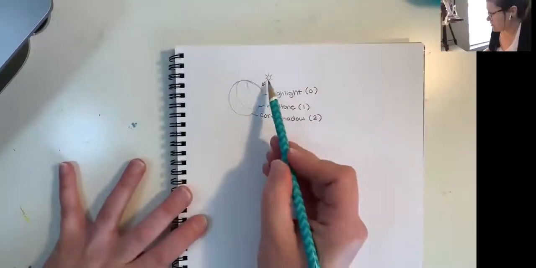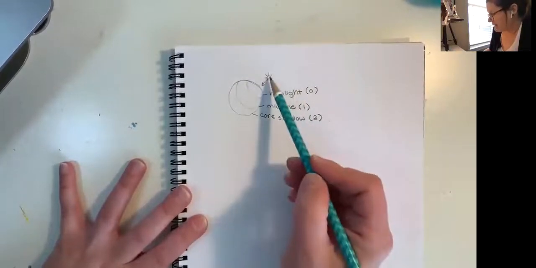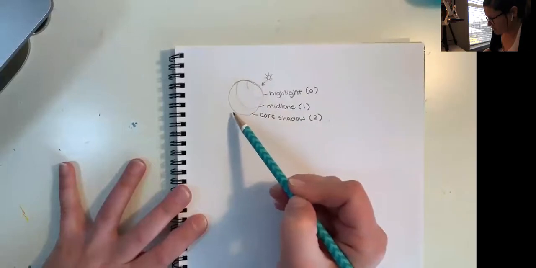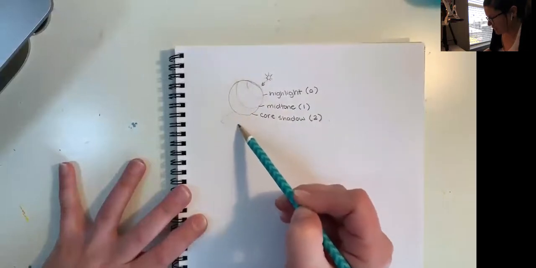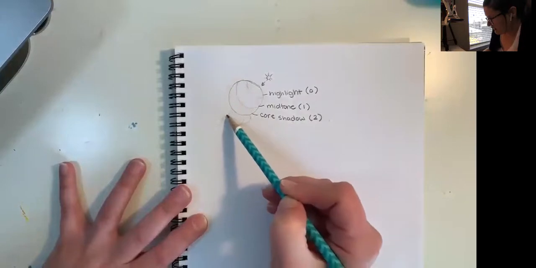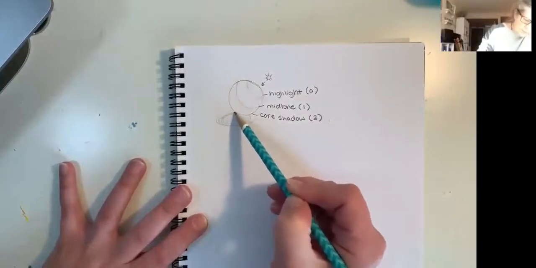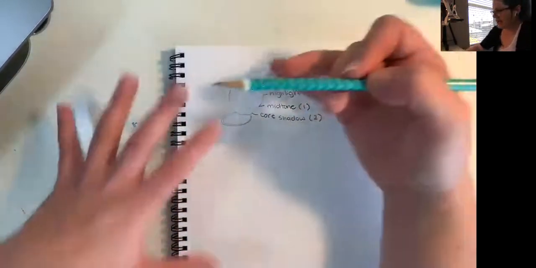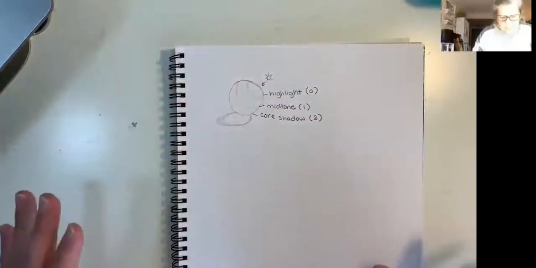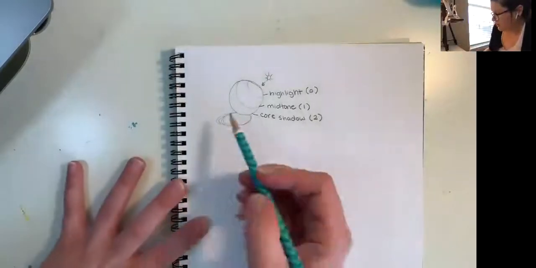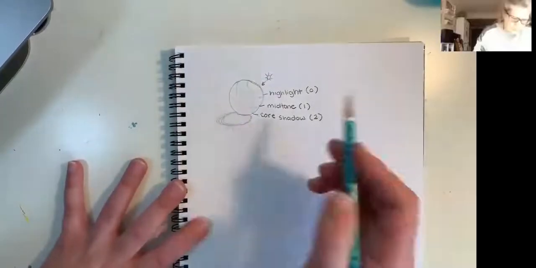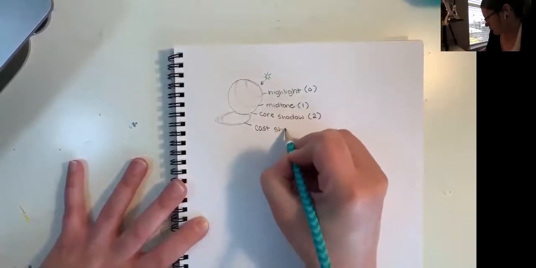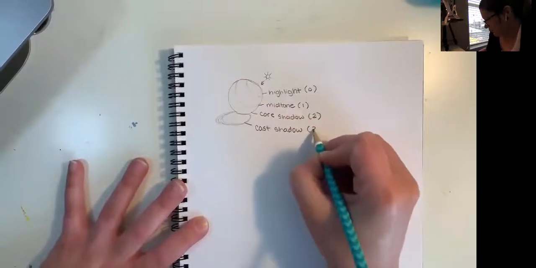Okay, and then as far as your cast shadow, if you just follow that arrow, a cast shadow just goes in the direction that the sun comes from. And it's just an elongated oval shape usually. And depending on how intense the sun is, it's going to change. So this would be my cast shadow. And this would be a 3.